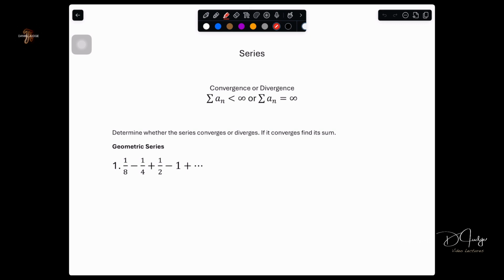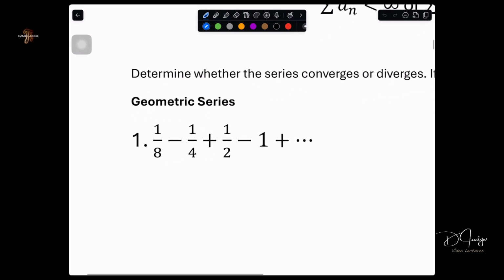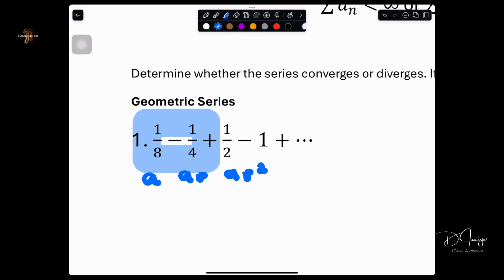We're going to take a look at some geometric series here. And let's see why this is a geometric series. Now, the first term is A. The second term is AR. We have to verify that the third term is AR squared. This is what we're saying.